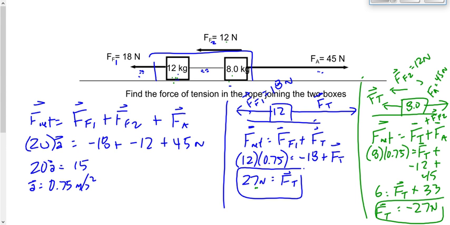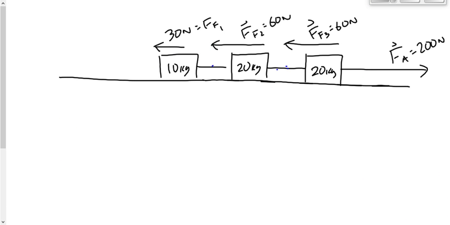All right, if you guys feel comfortable with that, let's give you one more question here. Same type of thing, except this time we've got 3 objects. We're going to still find a force of tension, but it's specifically this force of tension between the 10 and the 20. See what we can do with that over the next few minutes, and then we'll do it as a class. What's the first thing we want to do here?